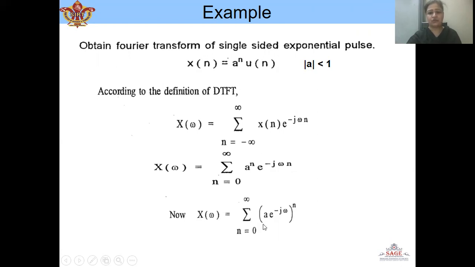Now combining these two terms, (a e to the power minus j omega) raised to power n, where summation n is equal to 0 to infinity. Now, if I solve this summation from n equal to 0 to infinity, I'll see that this is an infinite GP, because here n is from 0 to infinity. If I put n equal to 0, I'll get 1. Then if I put n equal to 1, I'll get a e to the power minus j omega, for n equal to 2, (a e to the power minus j omega) squared, till infinity.